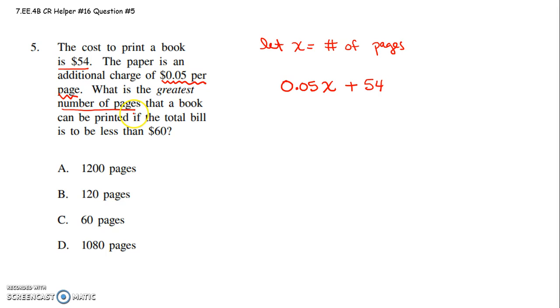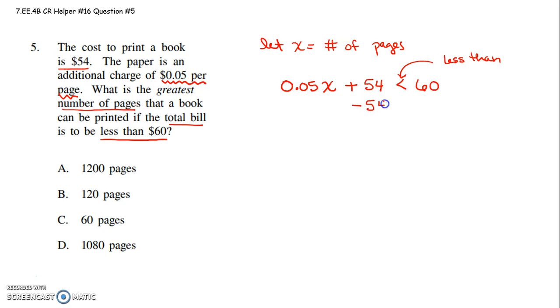And you want to know the greatest number of pages that a book can be printed if the total bill is to be less than $60. So you don't want to spend any more than $60. So you need your total bill to be less than $60. That's our symbol for less than. You're starting your study of inequalities this week. So now I'm just going to solve this the way I would solve a two-step equation. Now I just have to keep my inequality symbol.